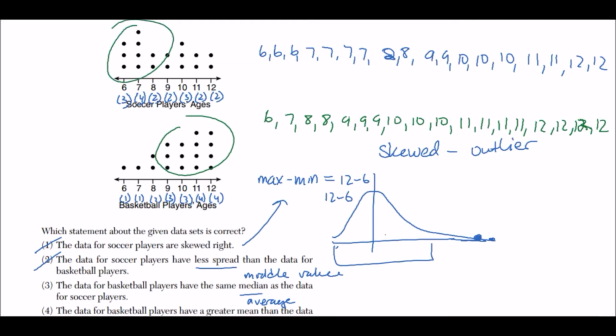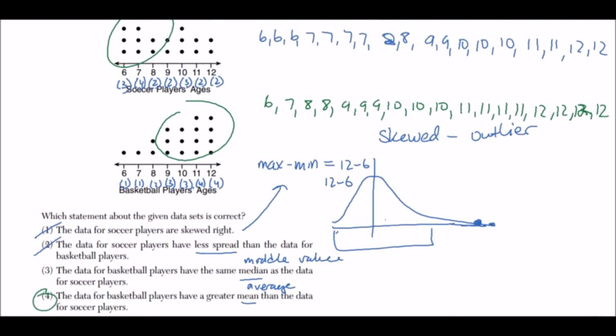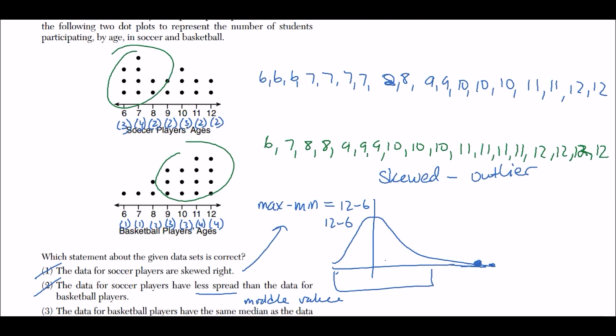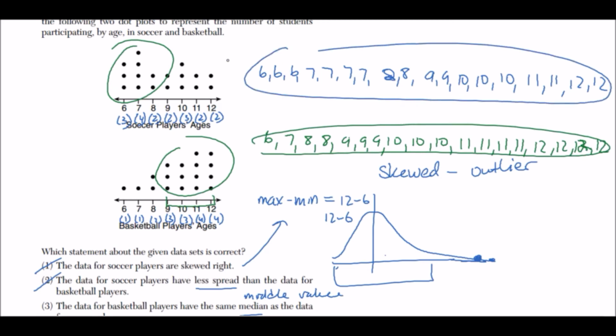So answer 4 makes a lot more sense: the data for basketball players have a greater mean than the data for soccer players. Again, we could compute all of this, or put it in a calculator and have the calculator compute it for us. But if you just look at the general trend, most of the basketball players are older. So certainly if we take the average of these numbers as opposed to these numbers, we should get a higher value. It wouldn't make sense any other way.